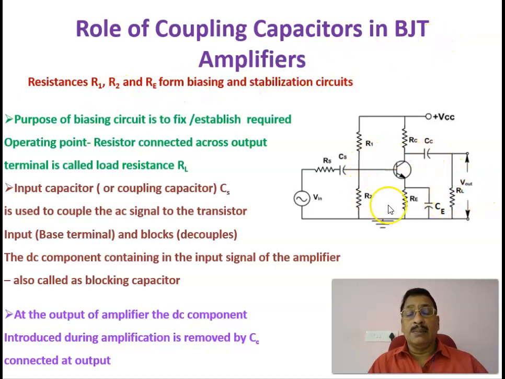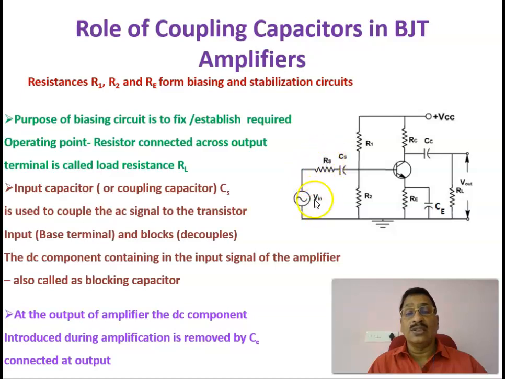This is a BJT amplifier in which the resistances R1 and R2 are used for biasing. This is a voltage divider biasing, and RC is the collector resistance, and RE is the emitter resistance. Across that, a capacitor CE is connected, and the load is connected through again a coupling capacitor CC. A load RL is connected, and on the input side, a voltage source is connected.